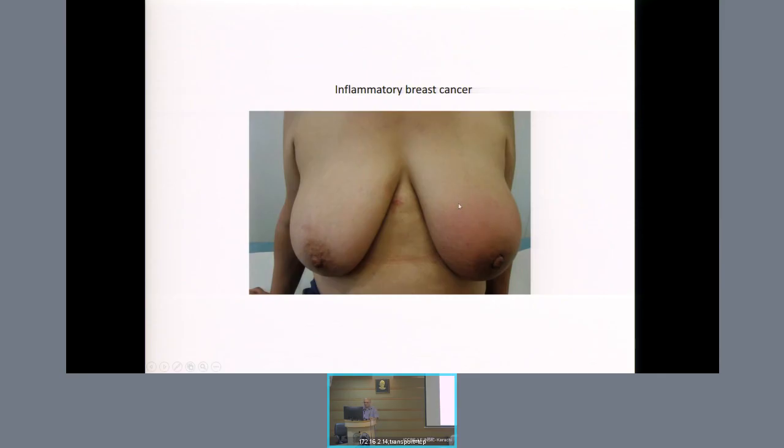What happens is that the tumor cells invade the blood and lymphatics, and they accumulate in the skin. The skin becomes very thick. In inflammatory cancer, it is not necessary to have a lump if you examine. So it is an aggressive type of cancer.